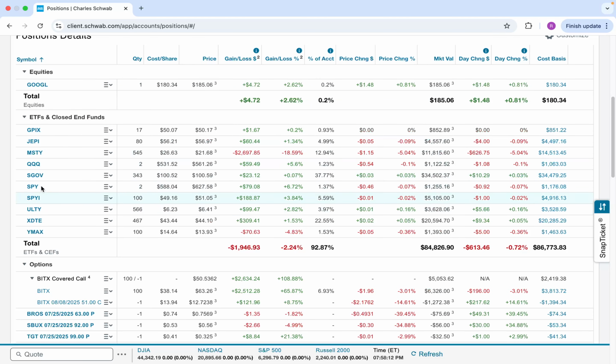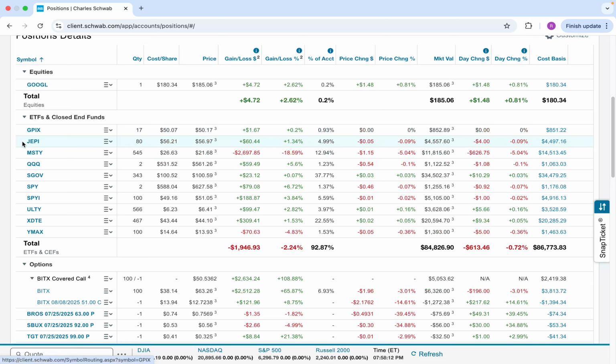Jumping into the high yield stuff that I currently have. I just bought 16 more shares, I think it was yesterday or Thursday, of GPIX, which is Goldman Sachs covered call ETF. So I currently have 17 shares there, cost basis of $50. So I'm about even on it because I just bought more. This pays roughly 10 to 12% back every month.